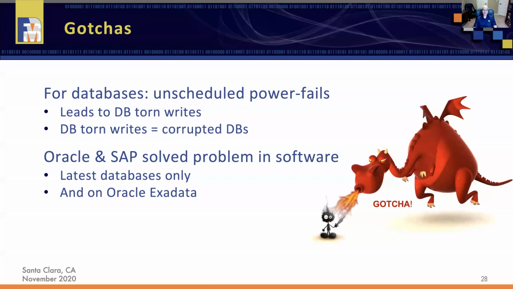Now let's talk about the gotchas. You know, the stuff you learn about after you get nailed. For databases, unscheduled power fails. This can be crucial if you're using, let's say, memory access mode.